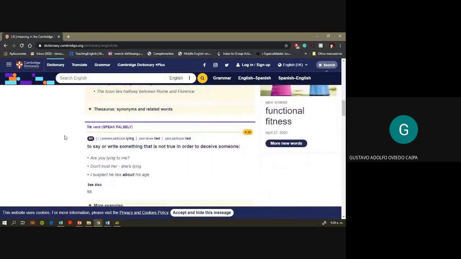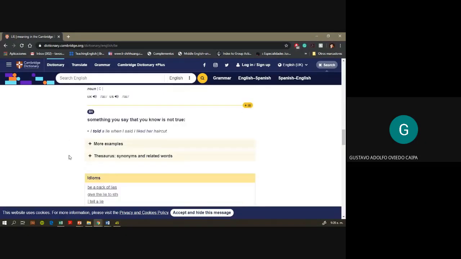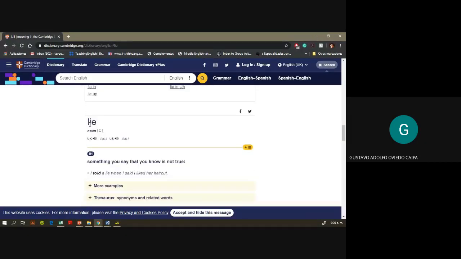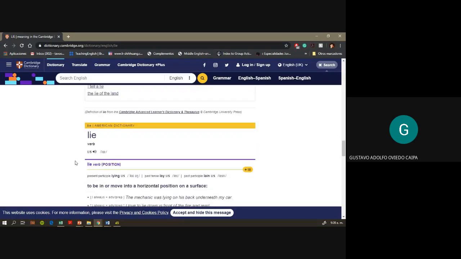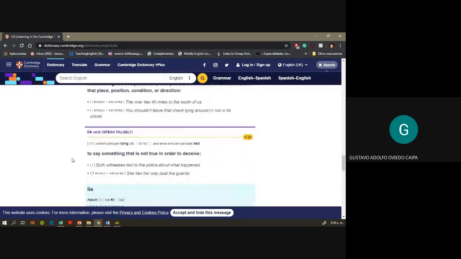Let's see if I can find the other one, the other verb, to tell lies. Okay, this is another lie: something you say that you know is not true. So to tell a lie. And there should also be the verb lie. Okay, this one: to say something that is not true in order to deceive. So all those meanings of lie are not quite related.